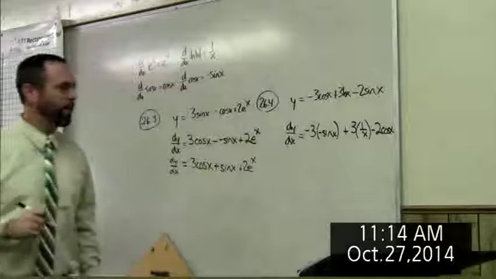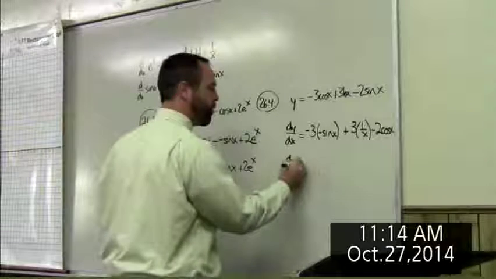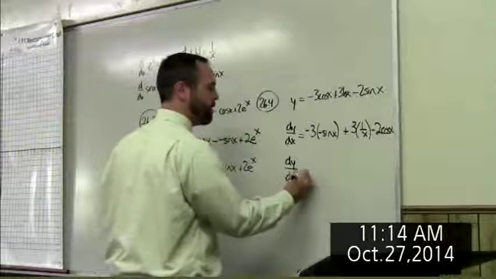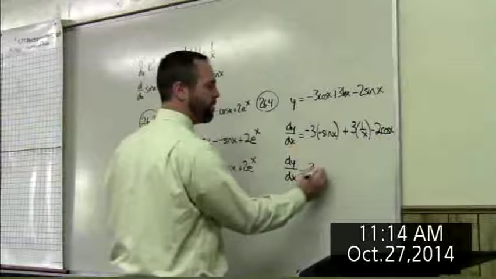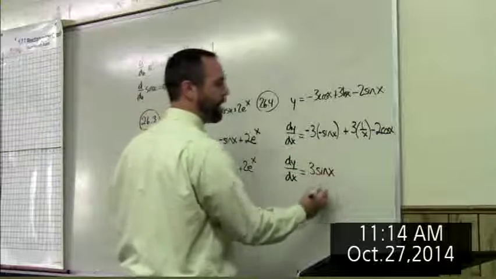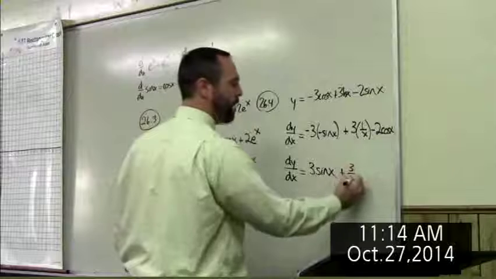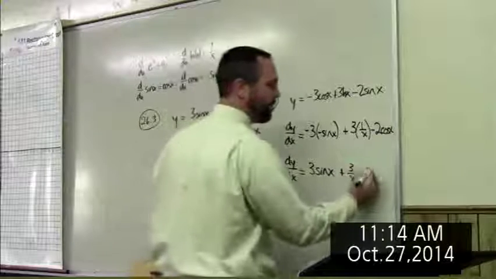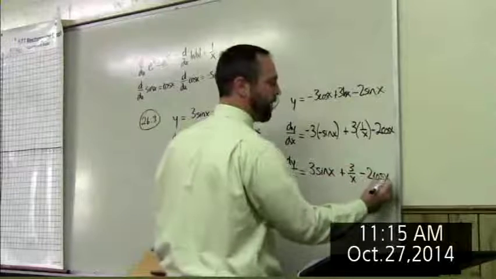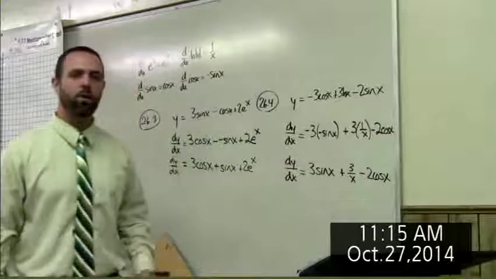All right, so then we're just going to simplify this. 2 negatives is going to make it positive, so this would be 3 sine x plus 3 over x minus 2 times cosine of x. And there we have lesson 26.